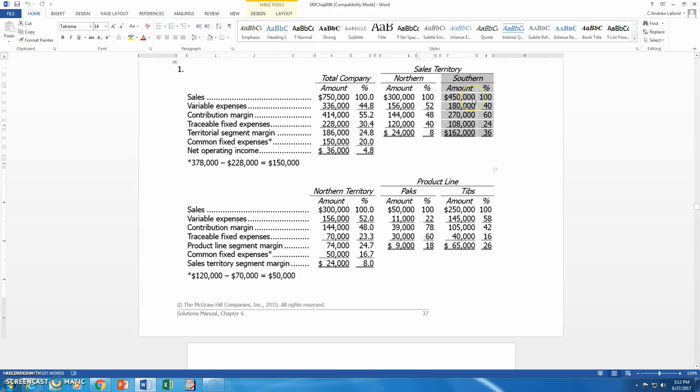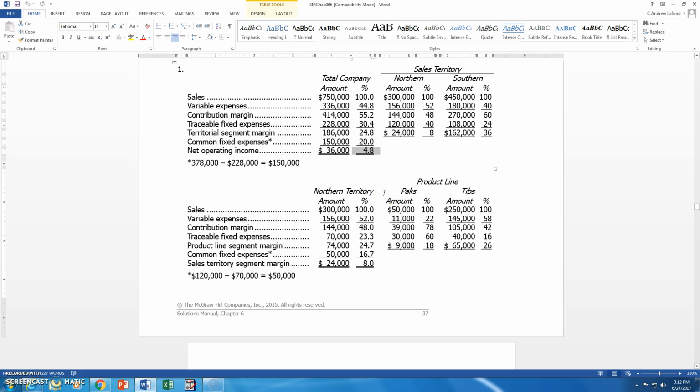We then can back into the Southern Territory's sales and variable cost by taking the total less the Northern Territory. We're told traceable fixed costs are $108,000 for the Southern Territory, and as a result, we have $162,000 of segment margin for the Southern Territory. We're told also that there's common fixed costs for both territories of $150,000, which leaves us net income of $36,000, which is 4.8% of sales revenue.